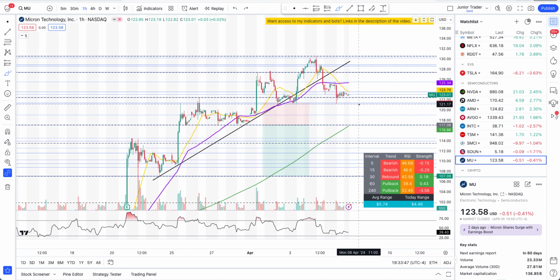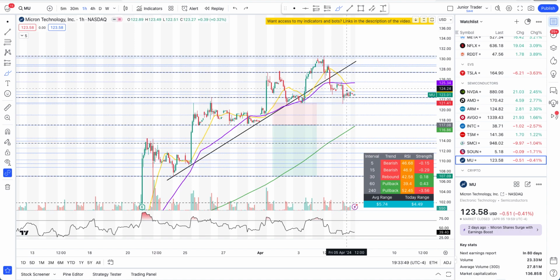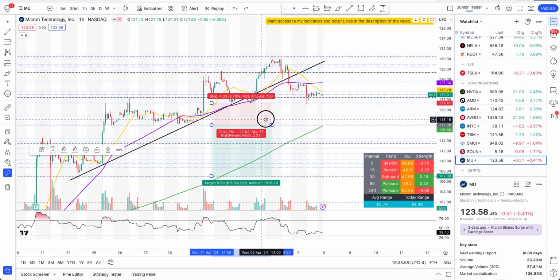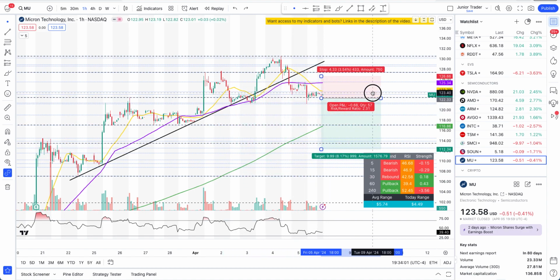Now, yes, it has made some of the move already. This was a proper great entry at 125 in my opinion. However, it's still not too late. So what is the trade I'm planning on this? Let's move this thing here.